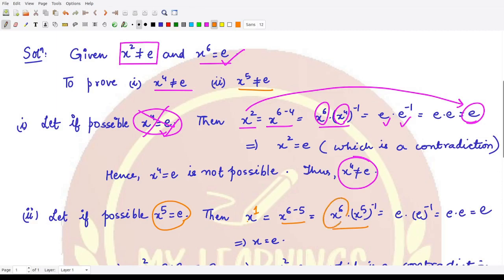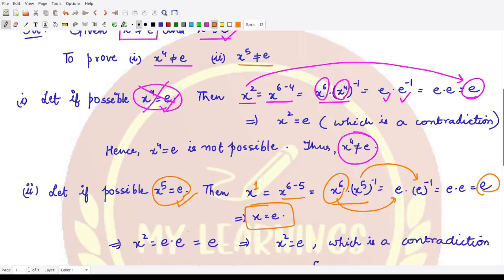Then x raised to power 6 is e. X raised to power 5, we have assumed this to be e. So this becomes e. So from here, x raised to power 1 becomes e. So that means your element itself becomes the identity. So therefore, if your element is identity, in that case, if you take its square, x square, it would again be identity. So x square would be identity.